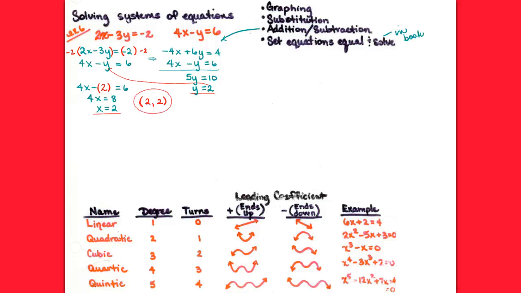If I went back and I put 2 in the place of this x and 2 in the place of this y, I would get -2. And if I put 2 in the place of this x and 2 in the place of this y, I would get 6. It works in both of those equations.